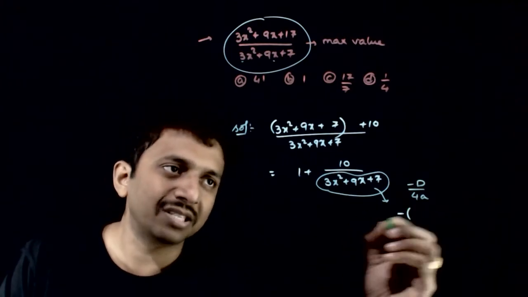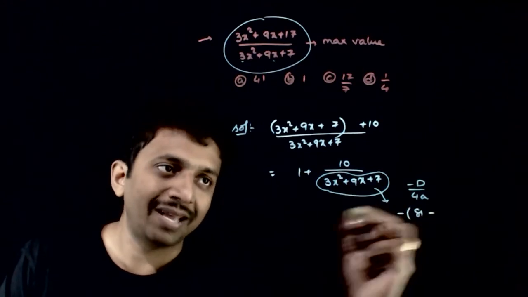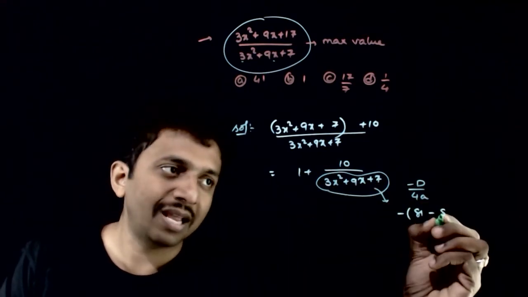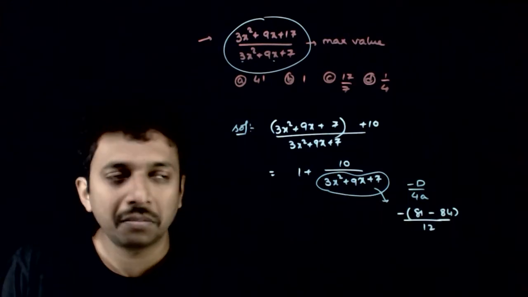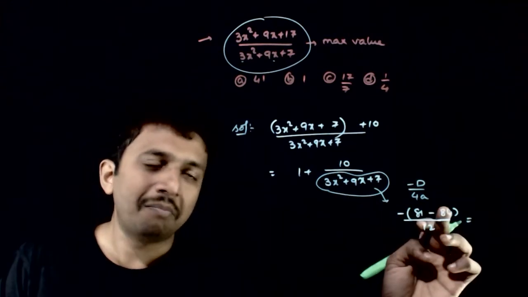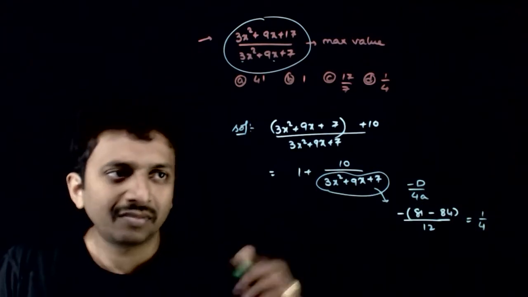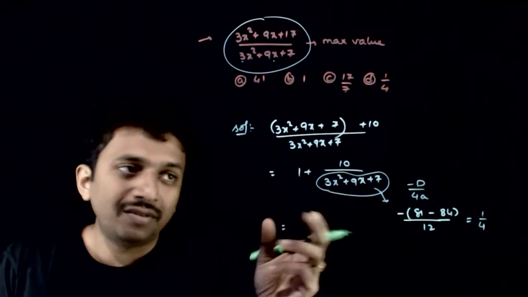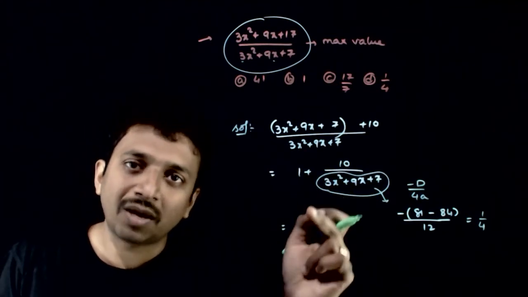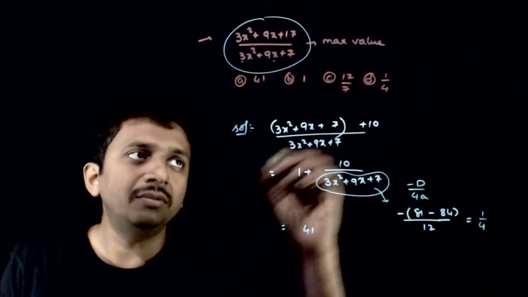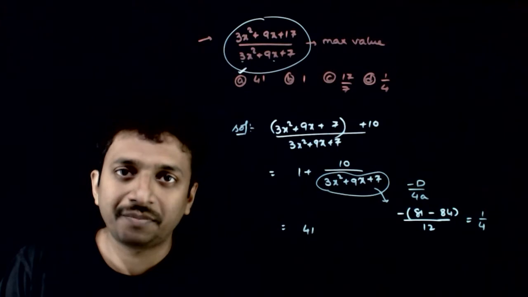It is minus of discriminant, b square minus 4ac, minus 21 into 4 is 84, by 4 times a is 12. That is equal to minus of minus 3. 3 by 12 is 1 by 4. So to get the maximum value of this, I just need to put 1 by 4 in this place. So 1 plus 10 by 1 by 4 is 1 plus 40, which is equal to 41. So the maximum value of this expression is 41.